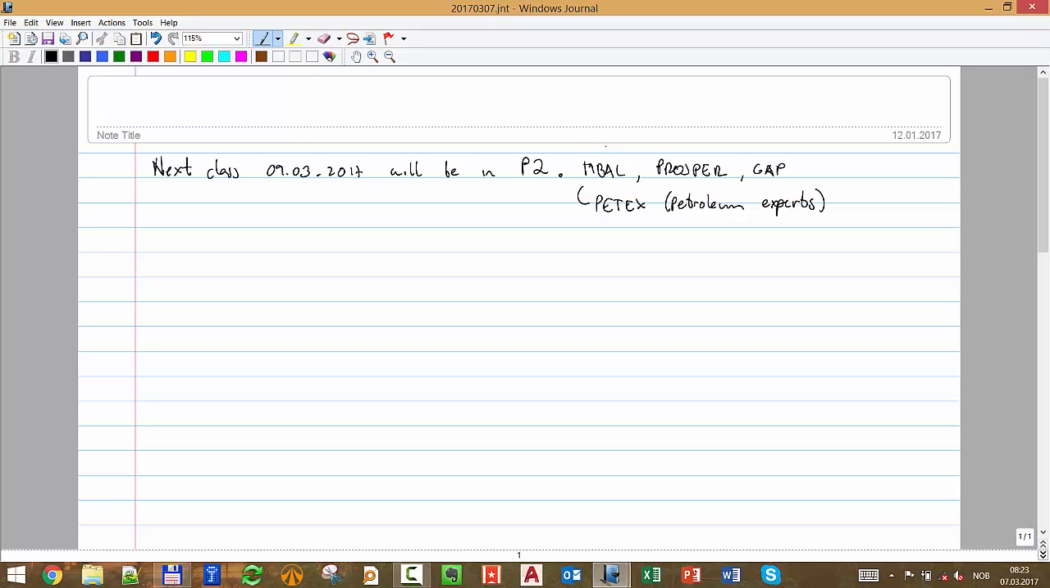MBAL will be the equivalent to material balance. Prosper will be equivalent to flow equilibrium in a single well. And GAP will be the equivalent for networks, what we use in networks. And actually, we are very lucky. We have an academic license, but we have only 10 of them, so you will have to work in groups, maybe 2 people.